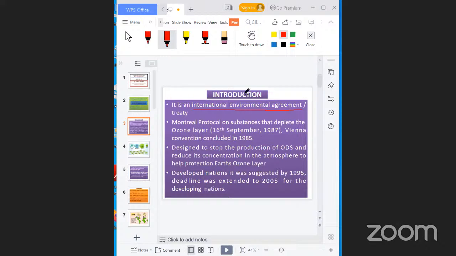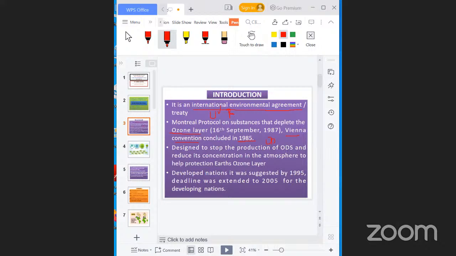So the Montreal Protocol was preceded by the Vienna Convention for the Protection of the Ozone Layer, which was concluded in 1985. It talked about the harmful impact of ozone layer depletion, and they said that depletion of the ozone layer would lead to the incoming of harmful ultraviolet B, UVB radiation, into the Earth's surface.